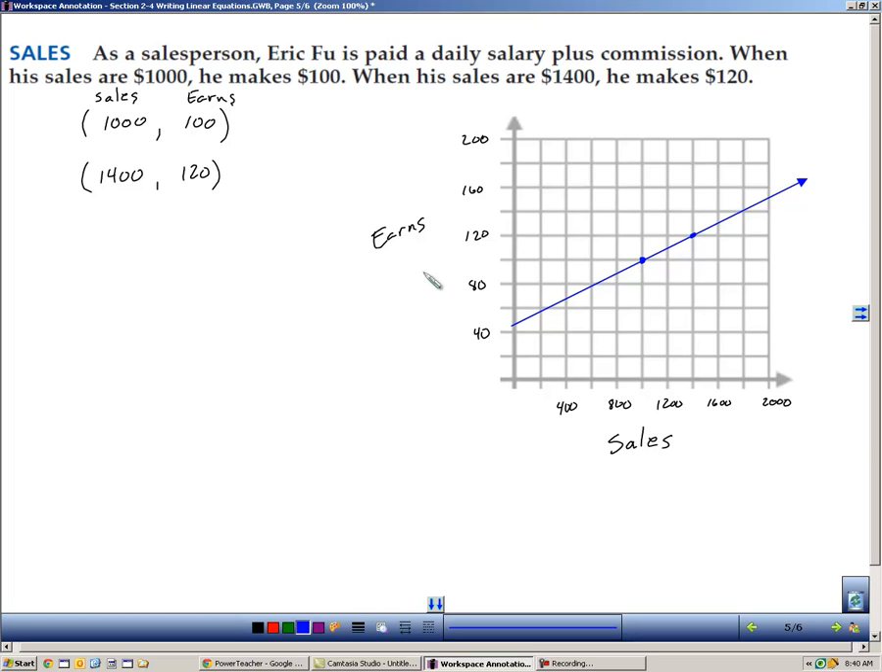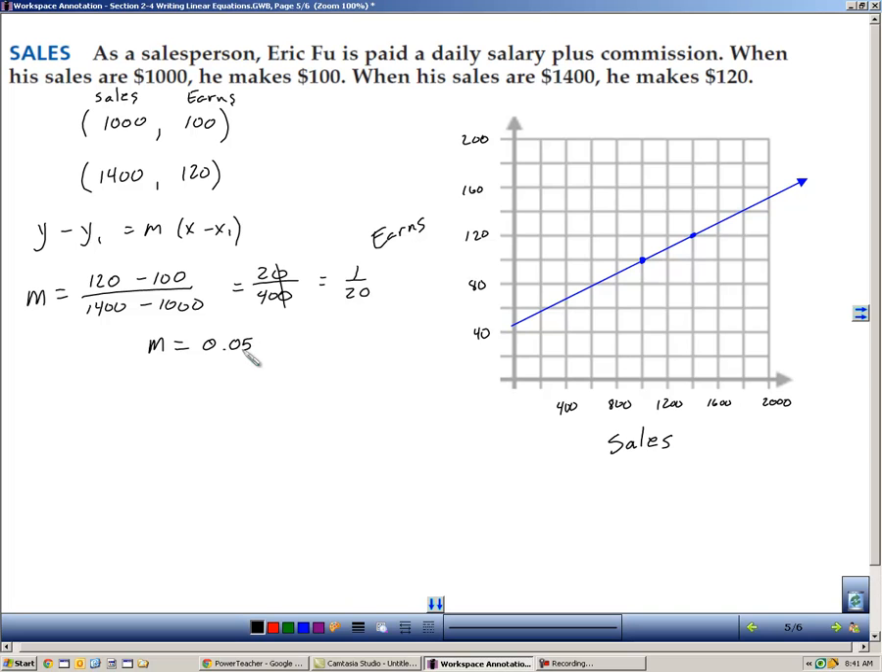The next thing I want to do is create an equation for this. I'm going to do that by starting with the point-slope form. The one thing that we're missing is the slope. So I'm going to find the slope by taking my y, 120, and subtracting my other y, and then subtracting my x's. This is using the slope formula. So we end up with 20 over 400, which is 2 over 40, which is 1 over 20. And for our purposes here, we can call that 0.05. So that's the slope.